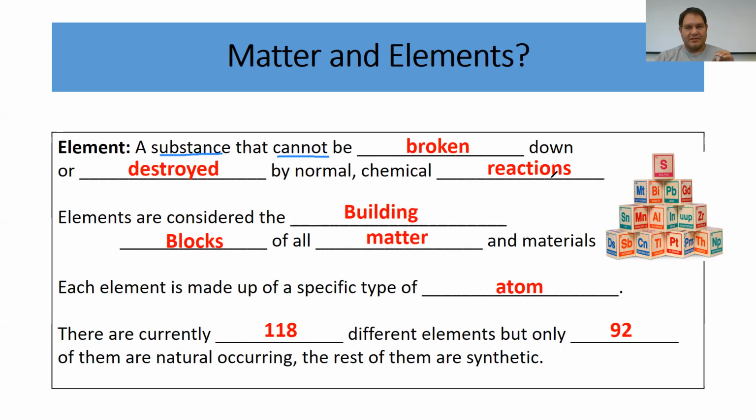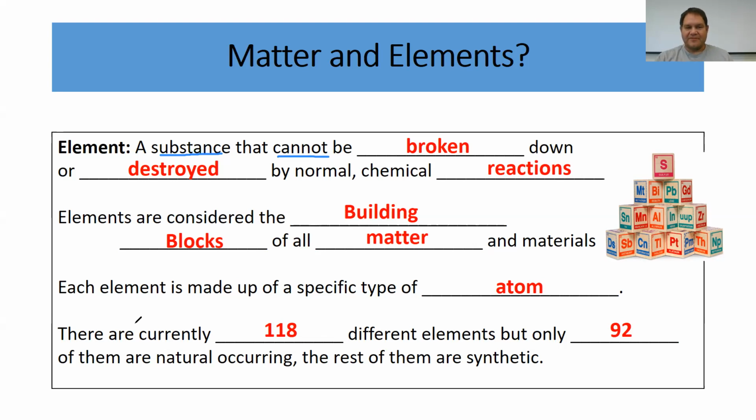Now, don't confuse chemical processes or chemical reactions with nuclear types of reactions. Nuclear reactions have the ability to break down and destroy elements, all right? But those are not everyday processes that we usually encounter or deal with. Most of the processes that we encounter happen to be chemical processes or chemical reactions. And so keep that in mind for right now, okay?